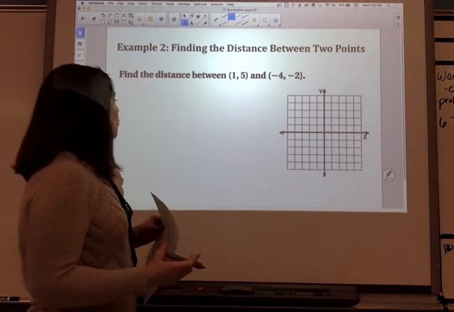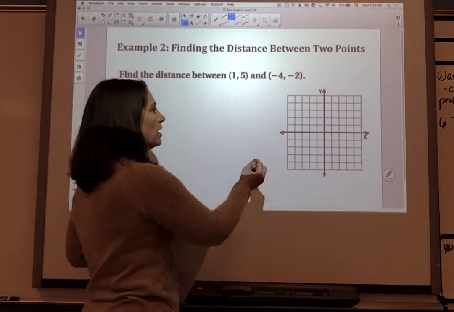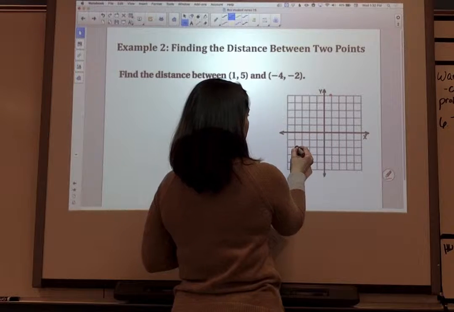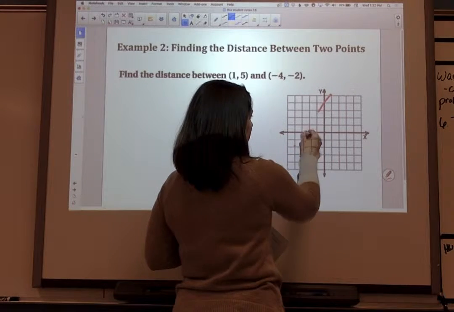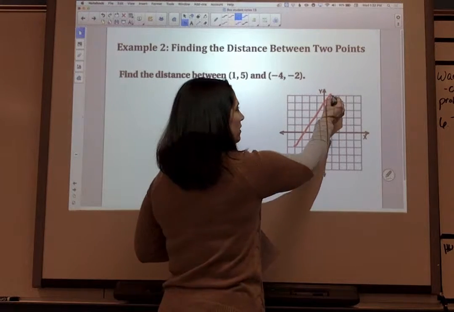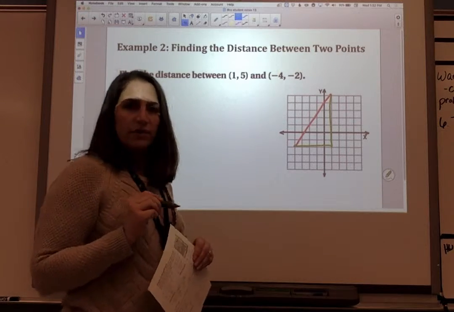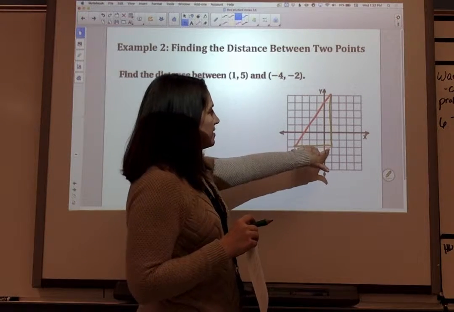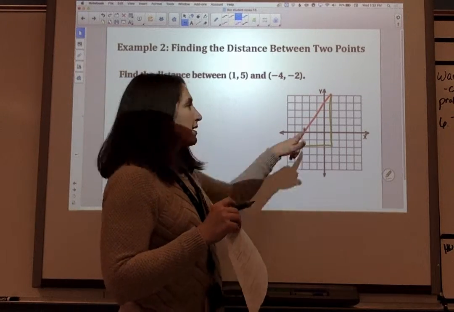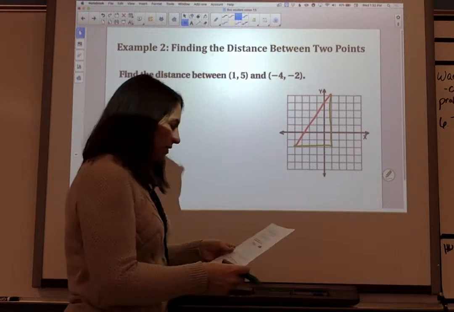So here we want to find the distance between (1, 5) and (-4, -2). So let's go ahead and plot them on our graph, (1, 5) and (-4, -2). We want to find this distance, and to do that, we'll be looking at this as a right triangle. We'll be finding the lengths of each of these sides and squaring them, and then taking the square root to find the hypotenuse. So we're working a little bit backwards from the Pythagorean theorem.